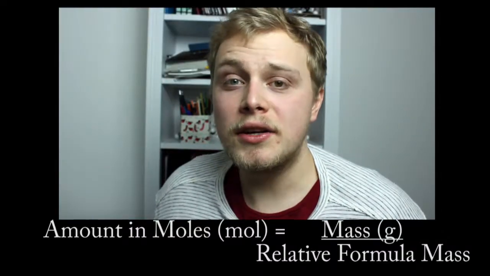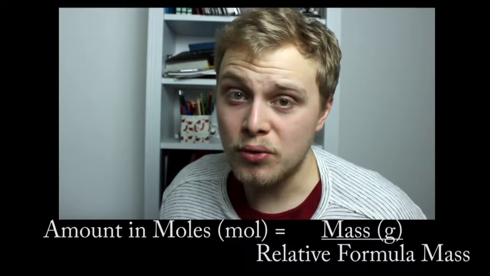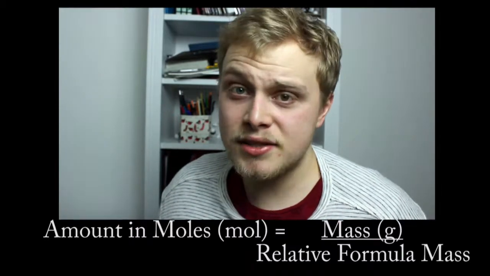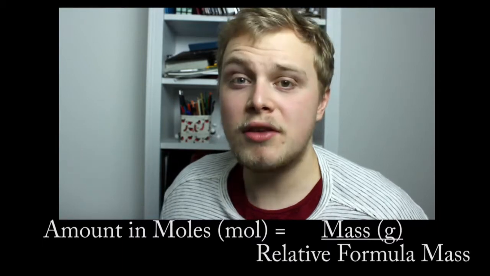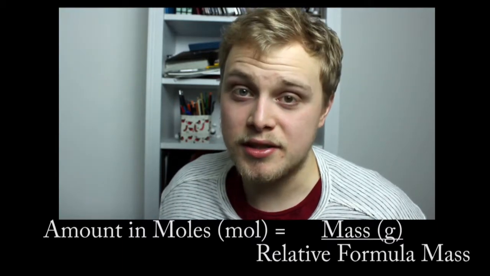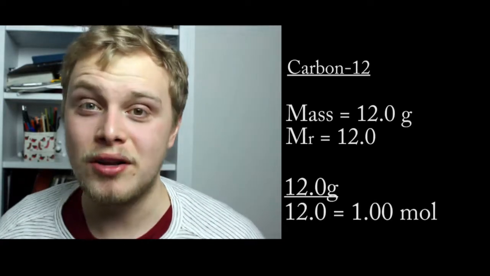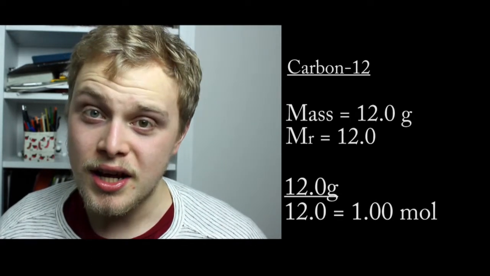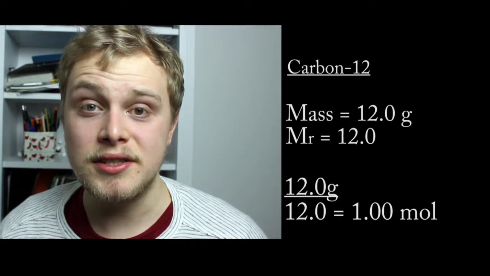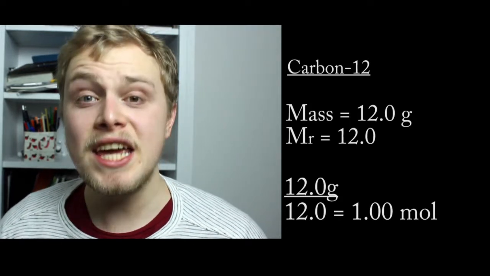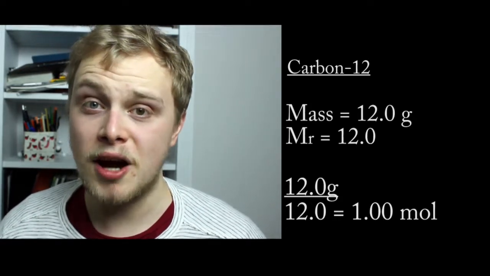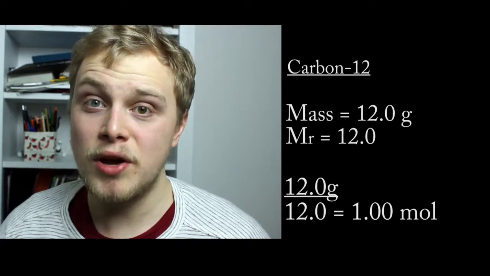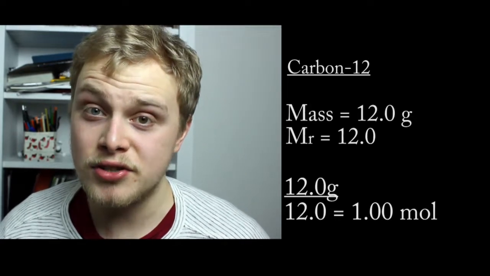According to this formula, in order to work out the amount of a substance in moles, we must divide the mass of the sample of the substance by the relative formula mass of the substance. So let's consider our good friend carbon-12. We have a sample of carbon-12 with a mass of 12.0 grams. Now the relative formula mass of this substance is 12.0, which is equal to the relative isotopic mass of carbon-12, because within the sample we only have atoms of the carbon-12 isotope.